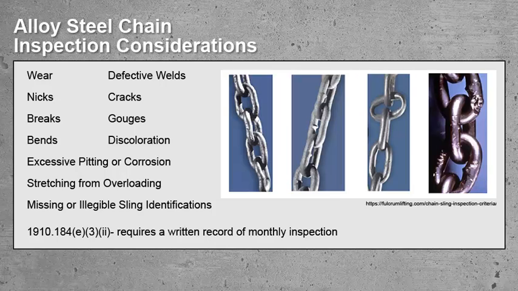1910.184(e)(3)(ii) requires that the employer make and maintain a record of the most recent month in which each alloy steel chain sling was thoroughly inspected. This record must also be made available for examination.